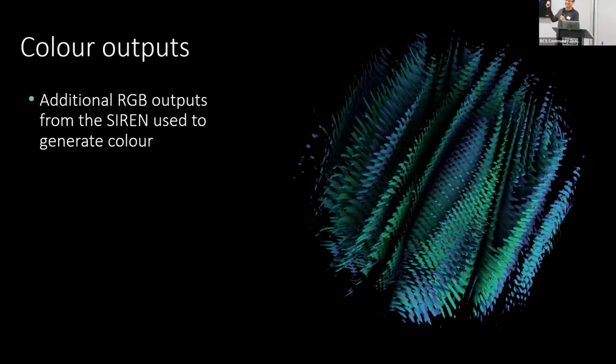Also, you can do color. So instead of just having one output for the field values for where I want the geometry to be, I can have some additional outputs, say red, green, and blue color outputs. And those all come from the same neural network. It's just a different final blending of those values from the neural network.